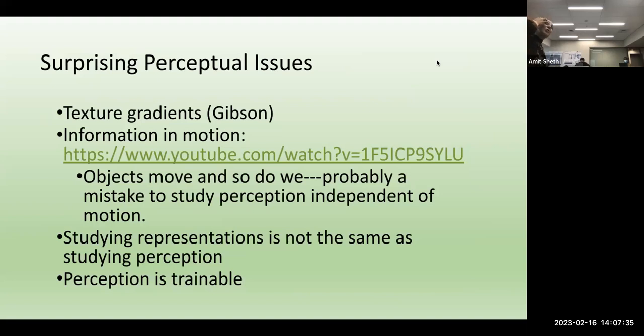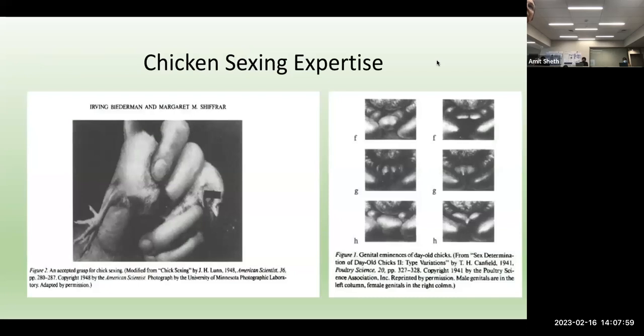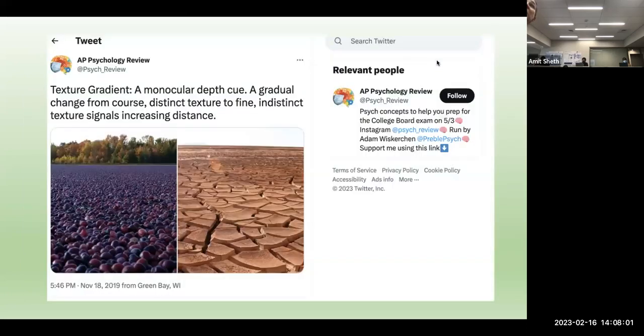Okay, so I do want to make some points about perception that might surprise you. One of them is a phenomenon that, when I pointed this out to Ravathi, it blew her mind. So we'll talk about texture gradients. We're going to talk about the fact that there is information in motion. We'll do both of those. So let's do the texture. That's not what I wanted. These are out of order. Here's a texture gradient image.